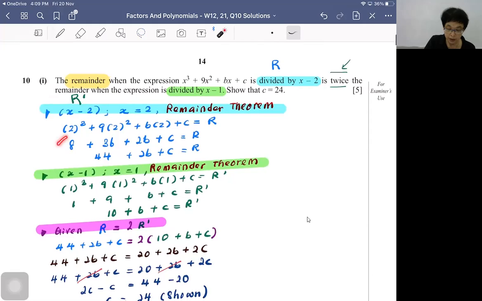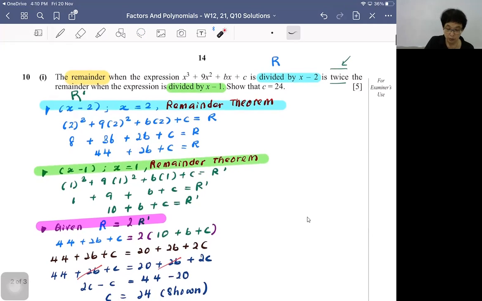2 cubed plus 9 times 2 squared plus b multiplied by 2, copy down plus c, equals the remainder notation that we have put in as capital R. Then simplify this. Gather the like terms: 8 plus 36 gives you positive 44 plus 2b and then plus c equals remainder R. Then you take the second divisor, the one that I highlighted with green, x minus 1.